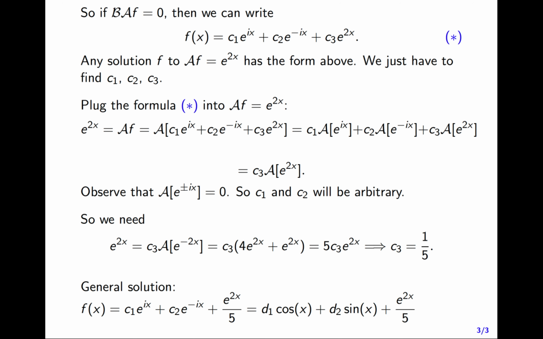And if you prefer to use the other fundamental solution set for a, the real valued fundamental solution set, you can write the general solution in the form d1 cosine of x plus d2 sine of x plus e to the 2x over 5, where now d1 and d2 are different scalars.